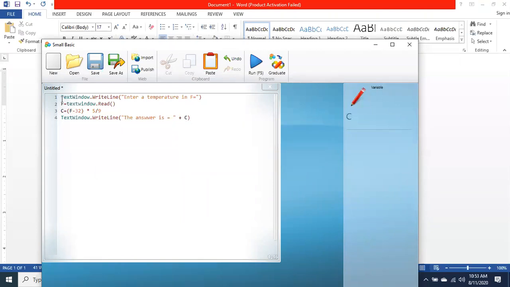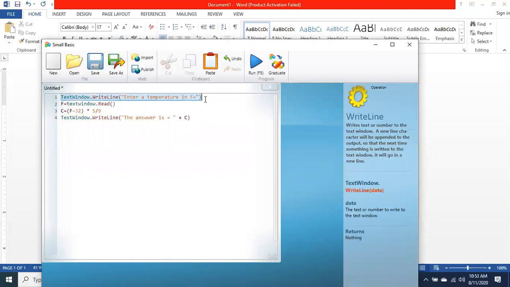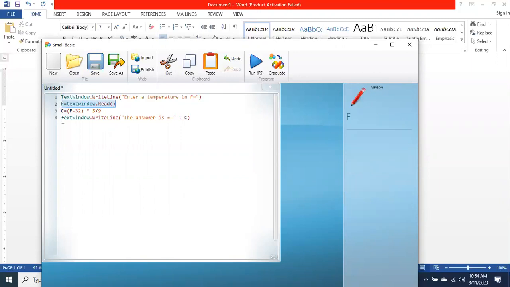Are you getting this point? We are taking input for F. First, we are giving a message. Text window dot write line. We will ask the user, K, enter a temperature in F. F means Fahrenheit. Then we will take this value and will store it in the F. F is the variable we have made for this job.